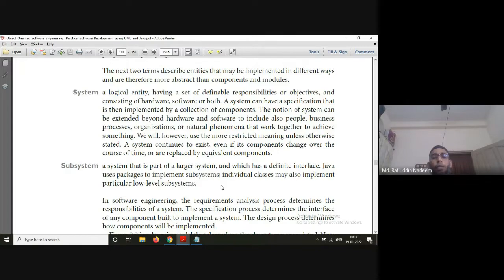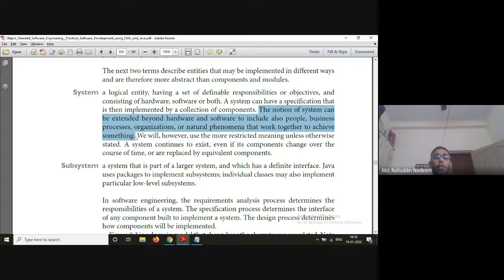The notion of the system can be extended beyond hardware and software to include also people, business processes, organizations, and natural phenomena that work together to achieve something. See here, the definition which I have given you in the class is applicable here. I said that a set of different components working together to perform a specific task is called a system. Now, what components are required?